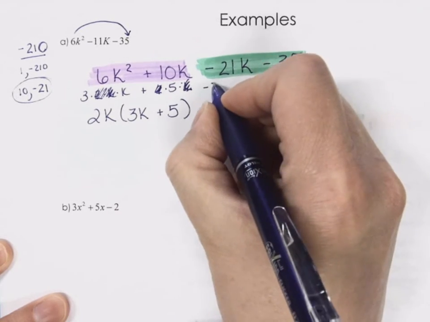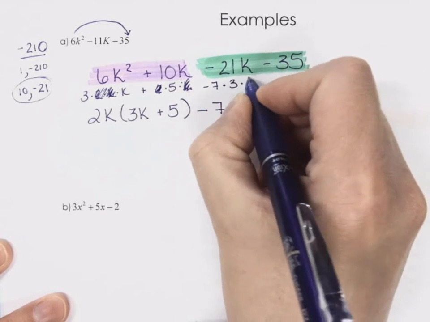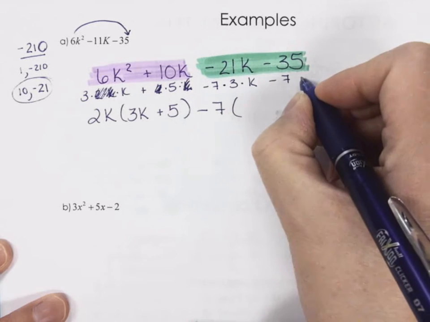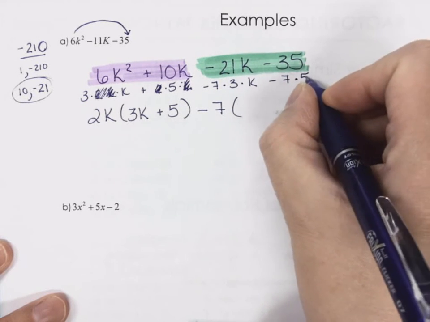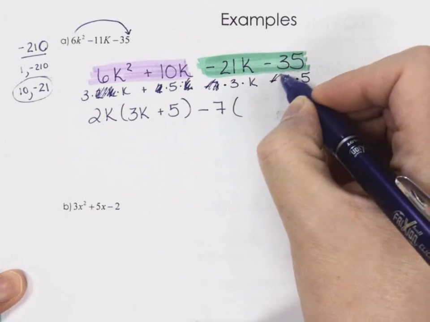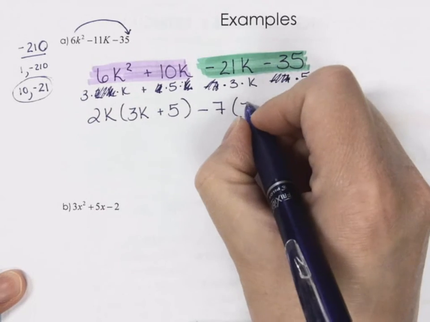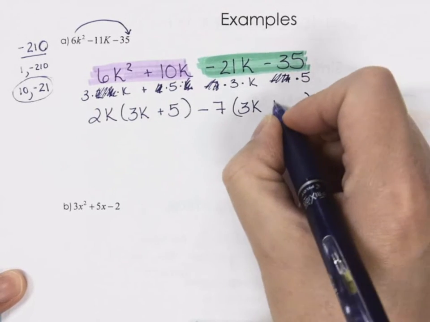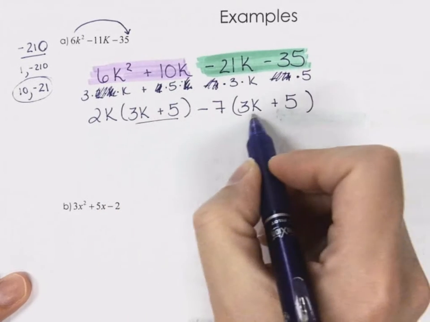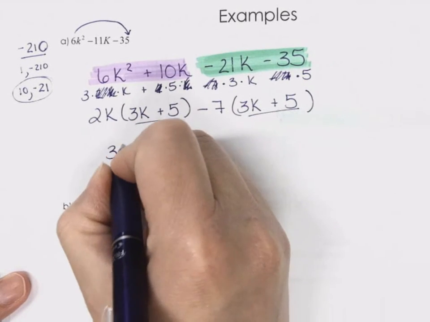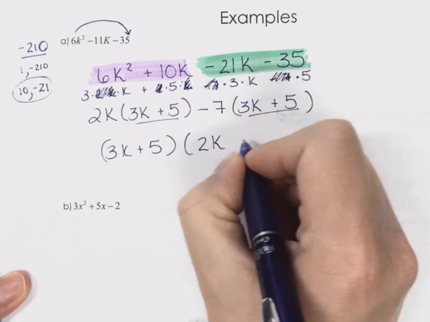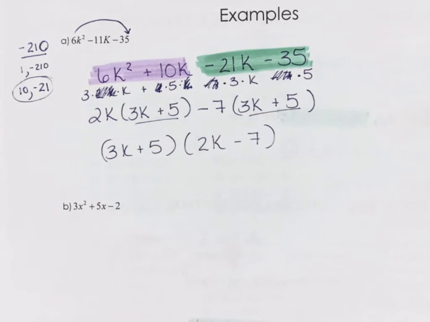So if I expanded this, this would be negative 7 times 3 times k minus 7 times 5. So if I take out that negative 7, I'm left with 3k, and that's a positive 5, so plus 5. I know I've done it right if these two are the same. So I'm going to have 3k plus 5 and 2k minus 7.